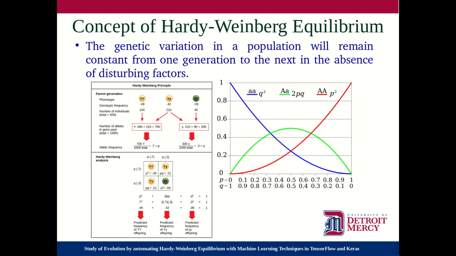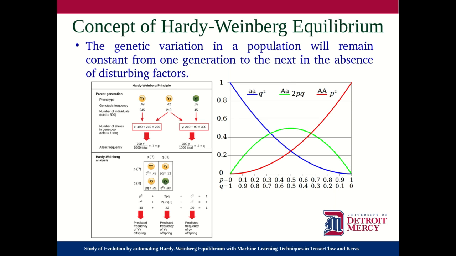Now, let us look into the concept of the Hardy-Weinberg principle. The Hardy-Weinberg equilibrium is a principle stating that the genetic variation in a population will remain constant from one generation to the next in the absence of disturbing factors. To estimate the frequency of alleles in a population, we can use the Hardy-Weinberg equation. According to this equation, p represents the frequency of the dominant allele and q represents the frequency of the recessive allele.